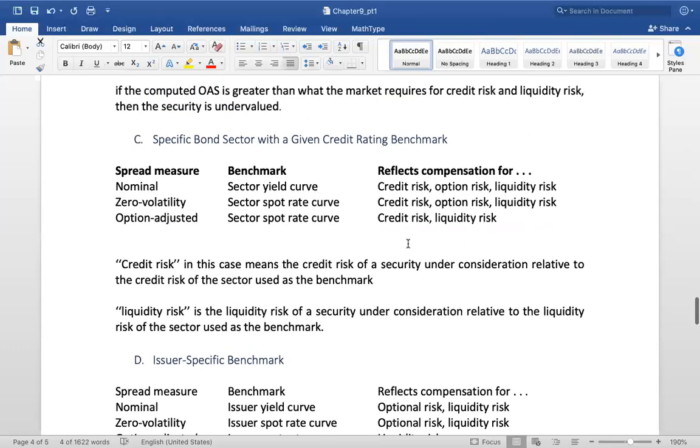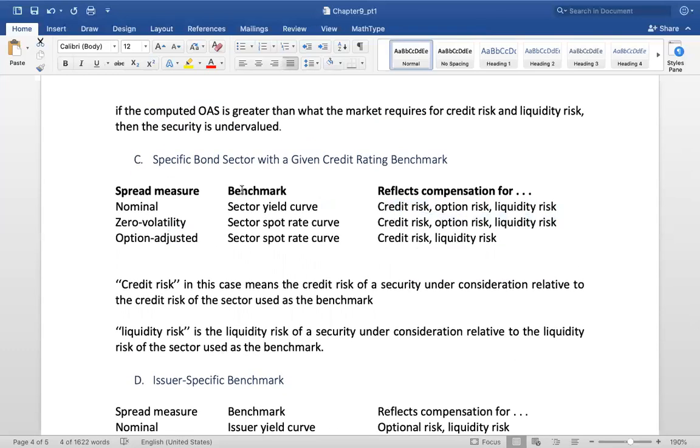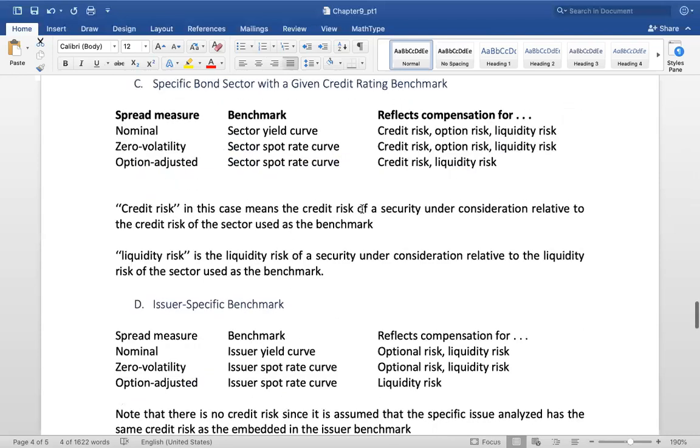Then we have the case where the benchmark is based on a specific sector. Again, the interpretation of these 3 spreads remains the same. Credit risk, however, in this case means the credit risk of the security under consideration relative to the credit risk of the sector used as the benchmark. Liquidity risk also is the liquidity risk of the security under consideration relative to the benchmark.